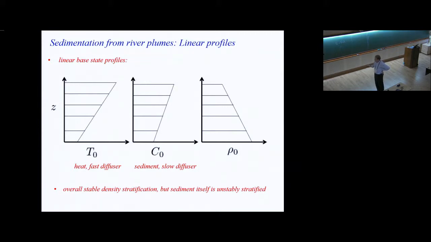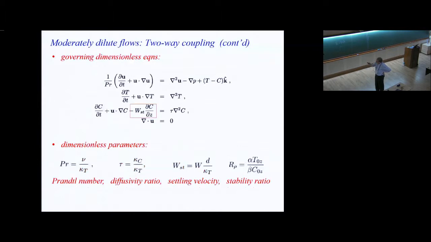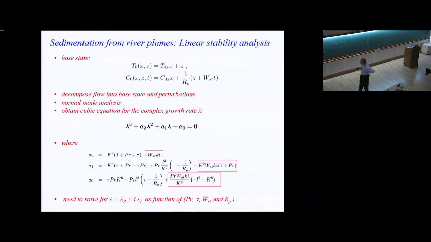And so we want to look at the linear stability of this situation now. So we can perform a linear stability analysis. Essentially, we have the same equations as before. We make them dimensionless a little bit differently now. But again, we have these four parameters: a Prandtl number, diffusivity ratio, settling velocity, and stability ratio. And if we do the linear stability analysis, we actually obtain a very simple situation where we can just write down a cubic polynomial for the complex growth rate, lambda, which has a real part and an imaginary part. And these coefficients, A0, A1, and A2, are given here.